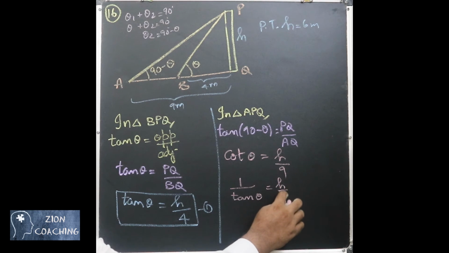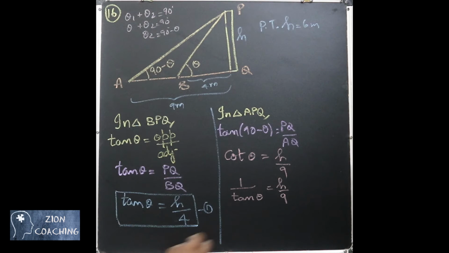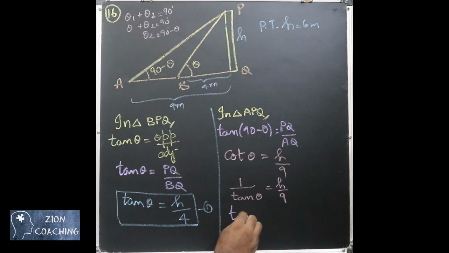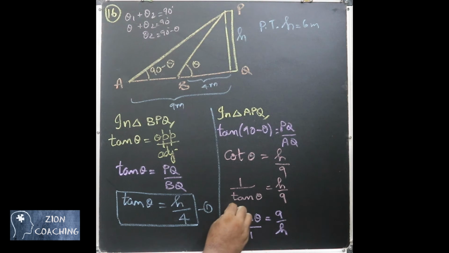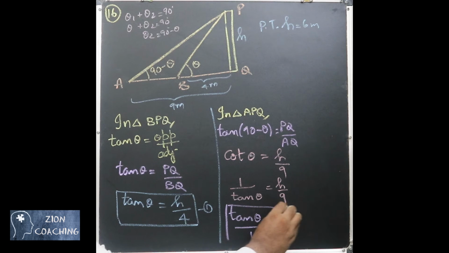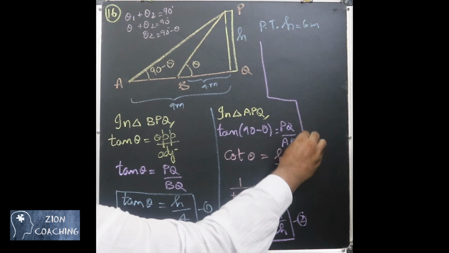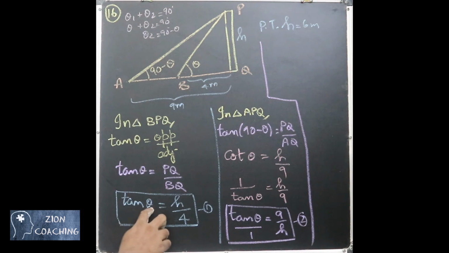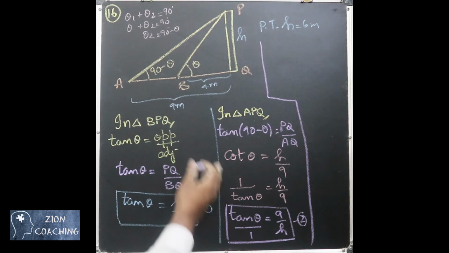Taking the inverse on both sides, you have tan theta by 1 is equal to 9 by H. That is, we have tan theta equal to 9 by H. This is your second result. Now you can see that tan theta here is H by 4, tan theta here is 9 by H. Tan theta is going to be the same.